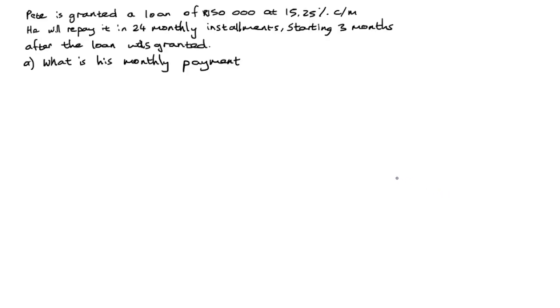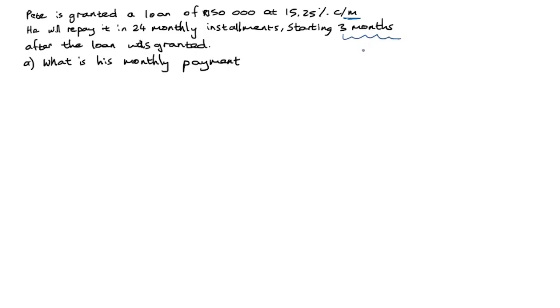In this video, we're going to look at working out the monthly repayment on a loan, but with a slightly spicy twist. Peter's granted a loan of $150,000 at 15.25% compounded monthly. He will repay it in 24 monthly installments starting 3 months after the loan was granted.